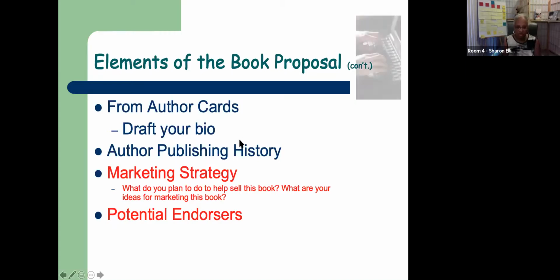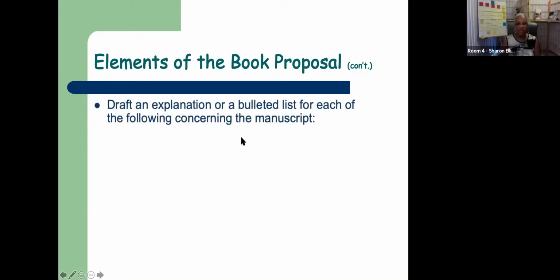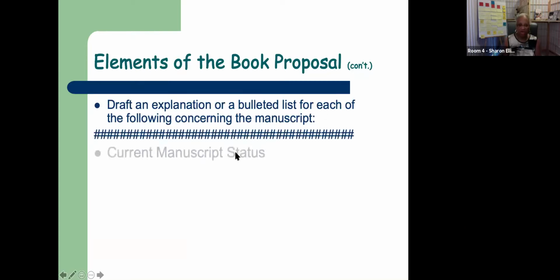Moving right along. All right. Draft an explanation or a bulleted list for each of the following concerning your manuscript. All right. The current status. So for a nonfiction book, you could say, this book is completely storyboarded and the first 3 chapters are completed.